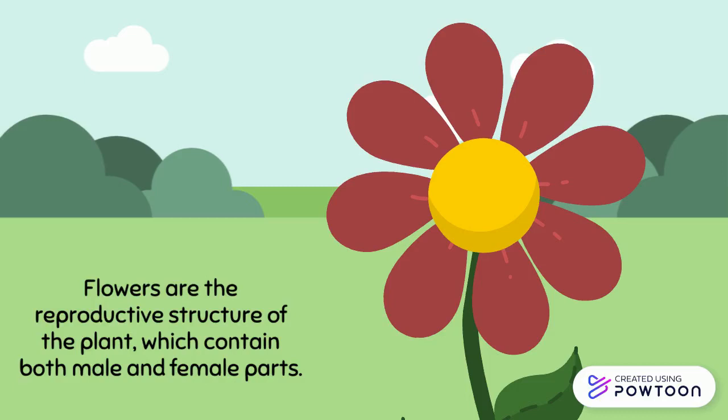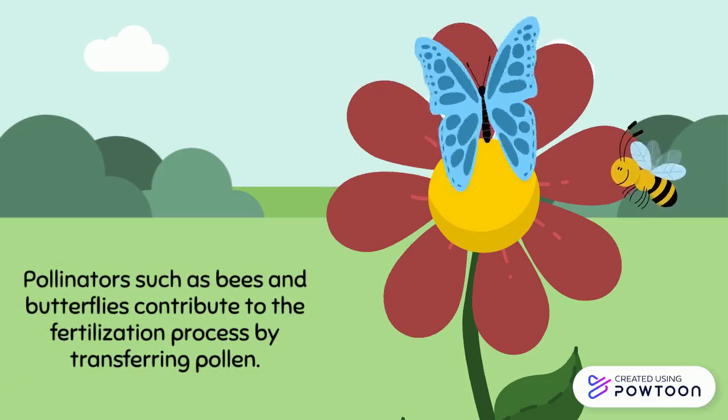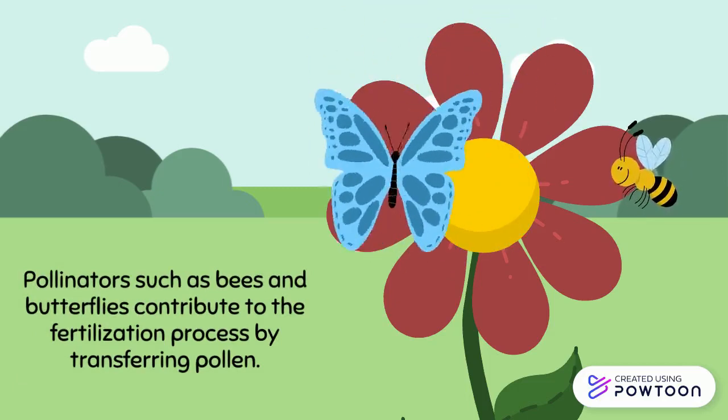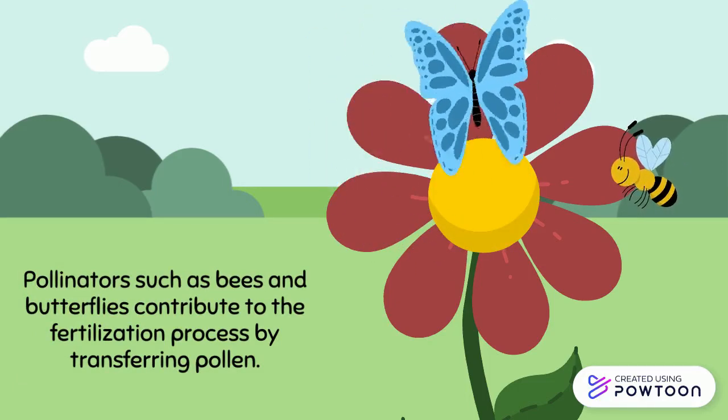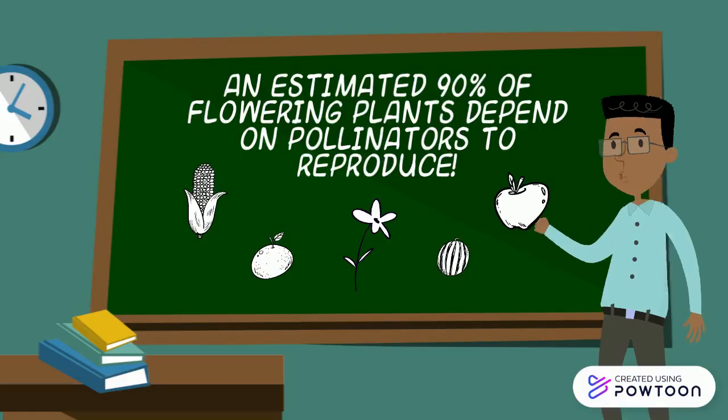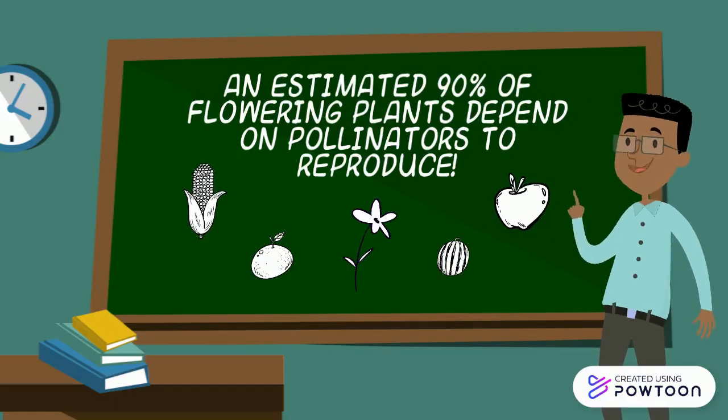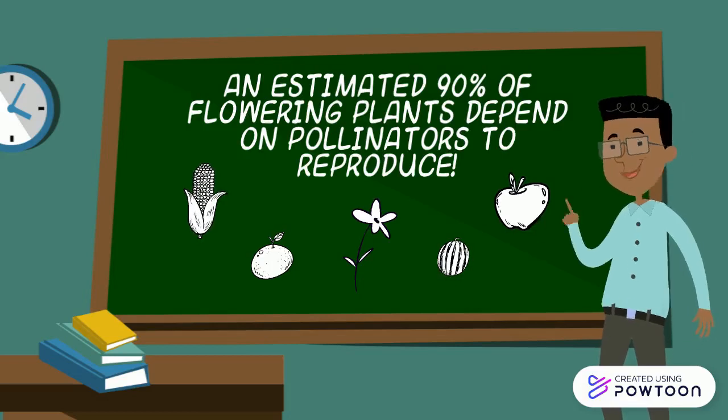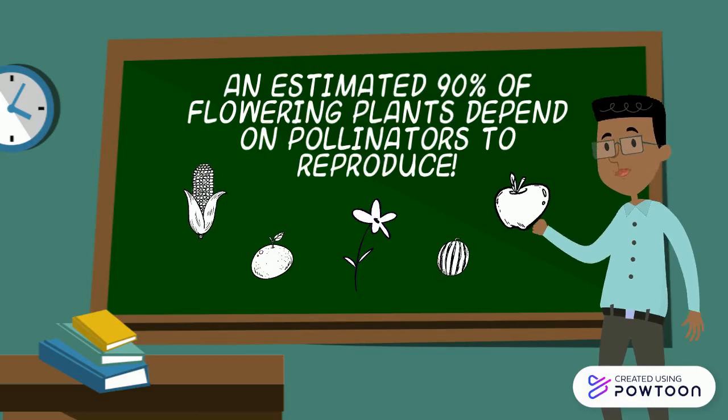Flowers are the reproductive structure of the plant, which contain both male and female parts. Pollinators such as bees and butterflies contribute to the fertilization process by transferring pollen. An estimated 90% of flowering plants depend on pollinators to reproduce. Without them, this could lead to plant extinction and a significant decrease in crop production.